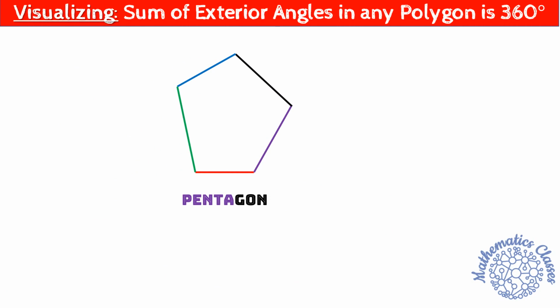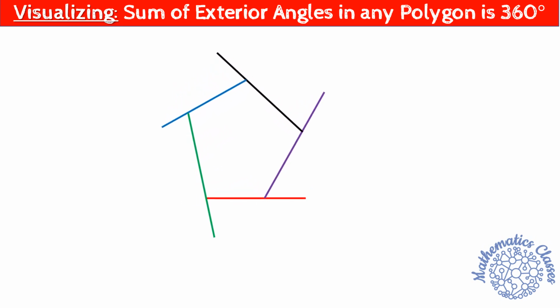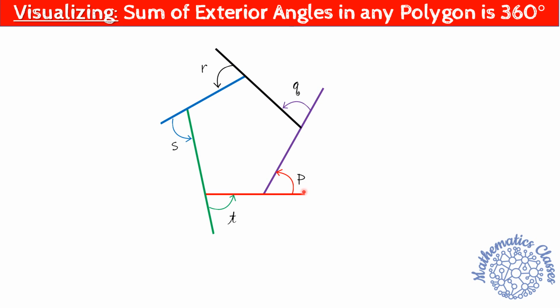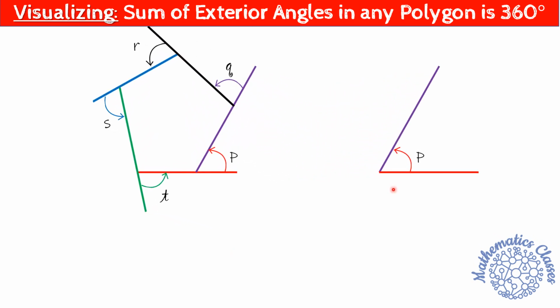We can also generalize this idea on an irregular pentagon using a different method. There is one more simple method to do that. We have shown the pentagon with all the sides in different colors. Let us extend the pentagon's sides. We have 5 exterior angles P, Q, R, S and T. We will redraw each angle. Let us draw angle P over here. The measurement is exactly the same as the pentagon's exterior angle.